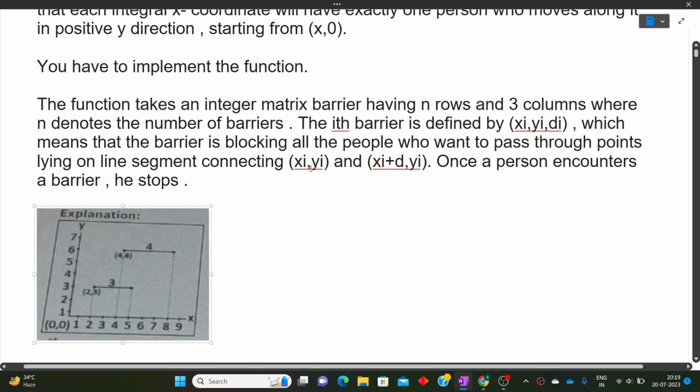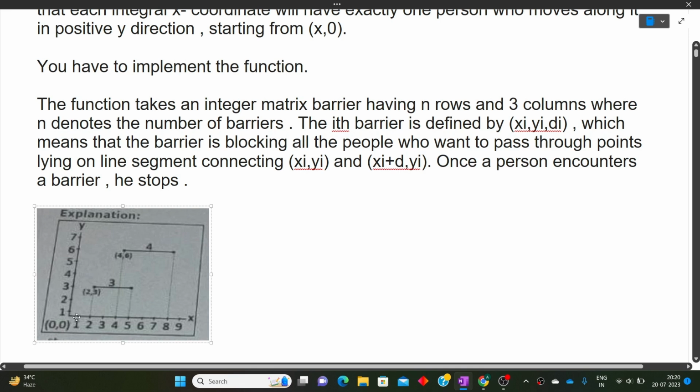Next, the function takes an integer matrix barrier having n rows and 3 columns, where n denotes the number of barriers. So these are the barriers. These lines represent two barriers. And our barriers will be given to us in the manner xi, yi, di. Here if you can see, 2, 3 is the starting coordinate of the first barrier, and 3 is the length of that barrier, that is how long the barrier is. Next, 4, 6 is the starting point of this barrier, and 4 is given as the length of this barrier. So these are two barriers that are given to us.